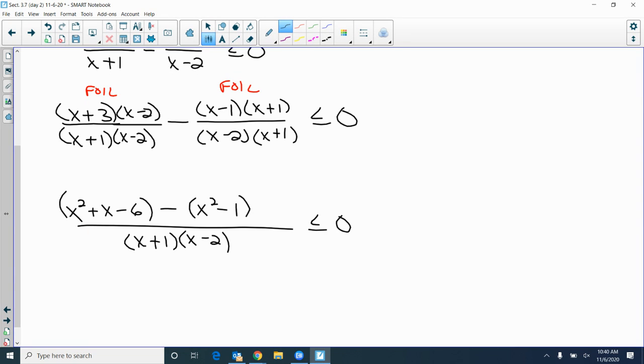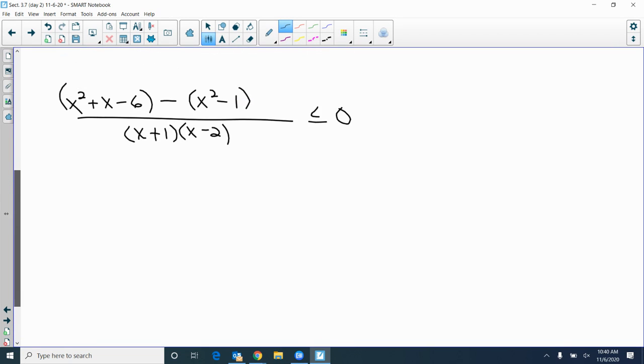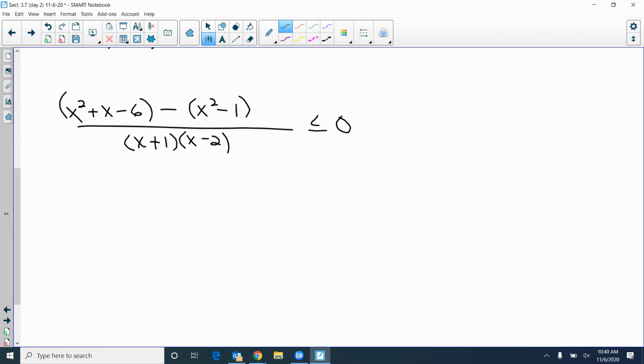That we want to know when it's less than or equal to 0. Well, I still got to mess with the top. I still need to know when the top equals 0. I still need to know when the denominator equals 0. But I got to mess with it a little bit more. What does that simplify to? That simplifies, x squared minus x squared is gone. And I'm left with x minus -1, which is -6 plus 1, so it should be x minus 5 over x plus 1, x minus 2.